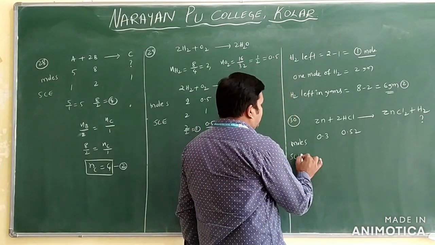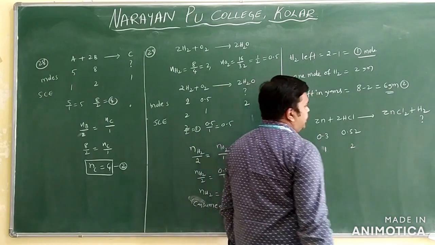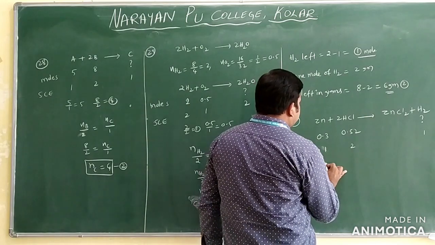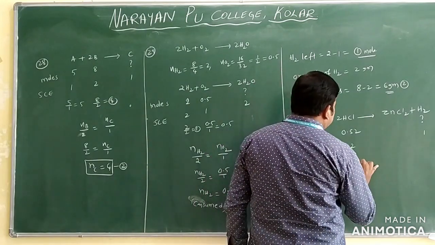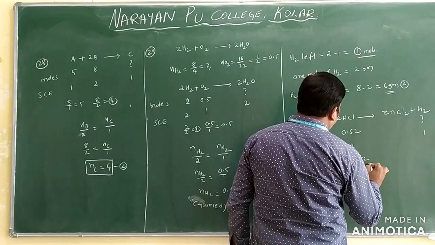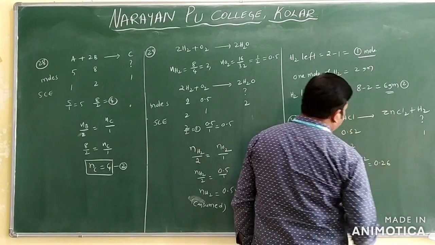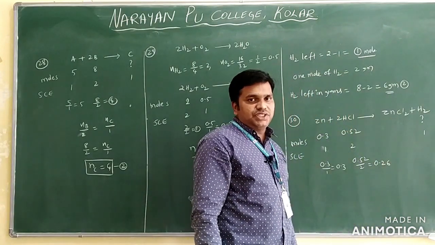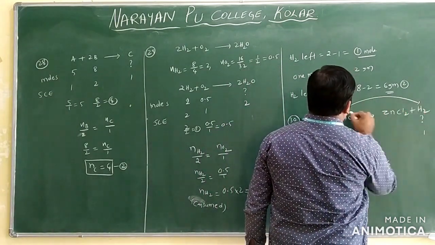We don't know how many moles of H2. You can see the stoichiometric quotients here. Zinc is 1, HCl is 2, and hydrogen is 1 only. You take this ratio: 0.3 by 1 is equal to 0.3, and 0.52 by 2 you will get 0.26. Among 0.3 and 0.26, which is least? 0.26 only.